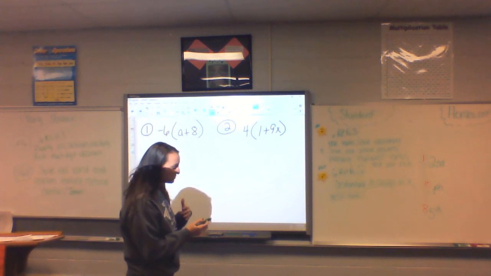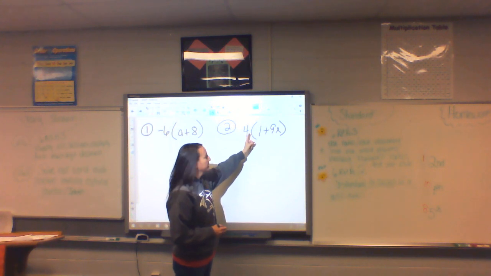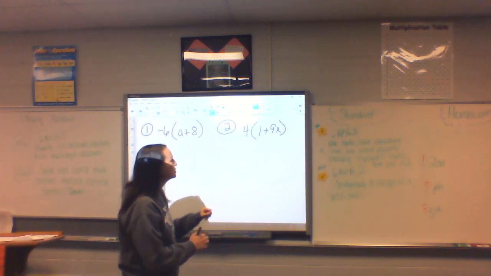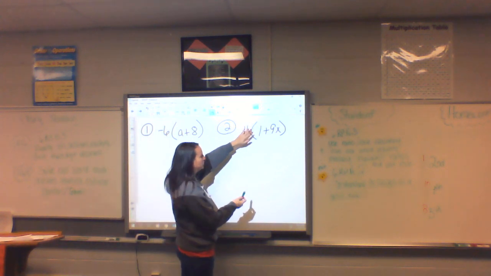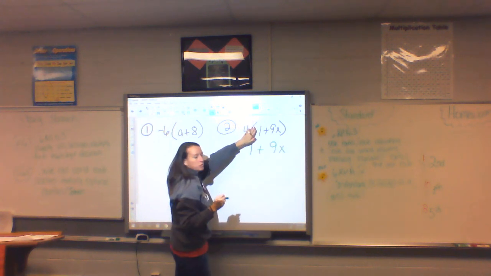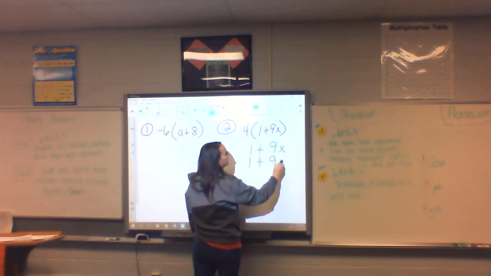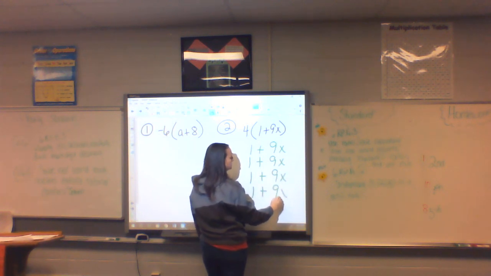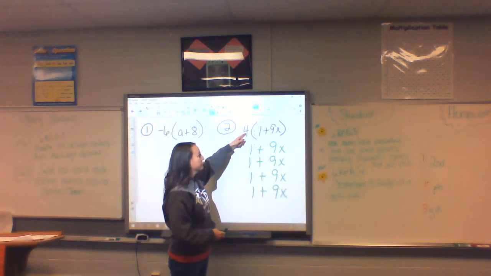So on number 2, basically what this is, you're taking 2 factors here. You're taking 4 and you're multiplying it by 1 plus 9x. When 2 things are side by side, you've got to remember that means to multiply, okay? So basically what they're asking you to do here is take 1 plus 9x and write that down 4 times. So I'm writing 1 plus 9x down 4 times. Okay, so that's basically what this problem means.